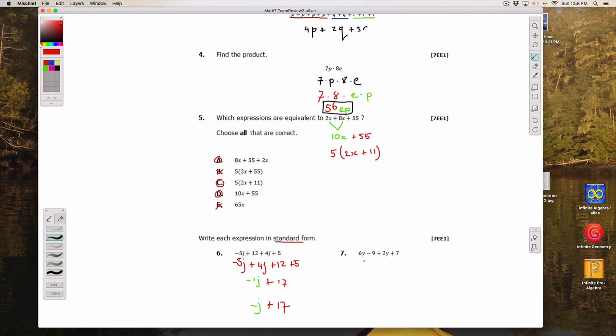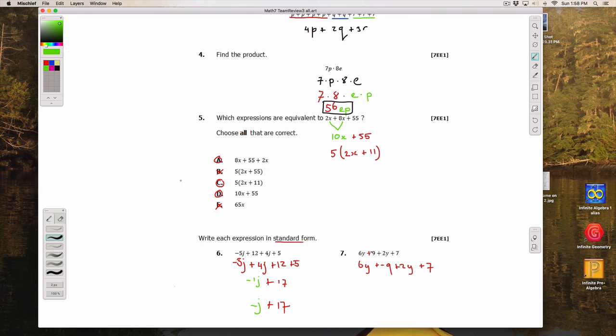Number 7, last one on this page. First thing I'm going to do is make sure that I can move the terms around. So I'm going to change subtraction to adding the opposite. Boom, boom. Now I have 6y plus negative 9 plus 2y plus 7. Now I've got all additions, so I can move things around.